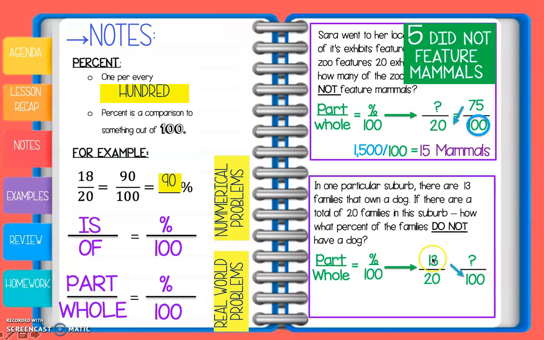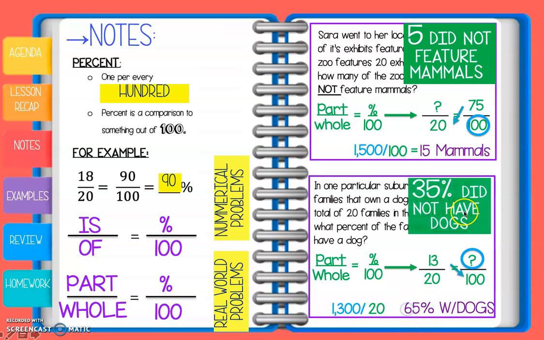So we're going to cross multiply 13 times 100 and we get 1,300. We're going to divide out our remaining 20 and we get that 65% of the street have dogs. So 65% of the families have dogs. But the question says what percent do not have dogs. So we have to take 100, because that's the total percent, minus the 65% that do, and we get that 35% did not have dogs.